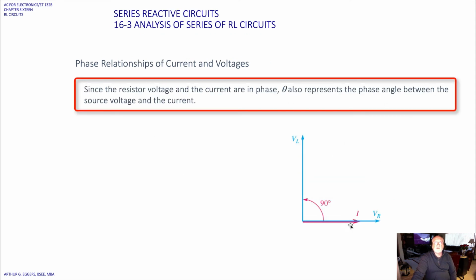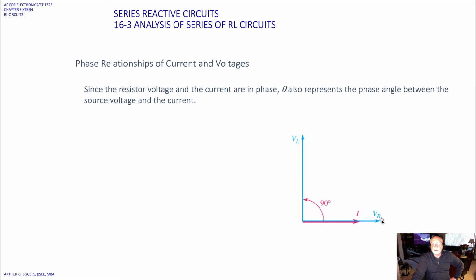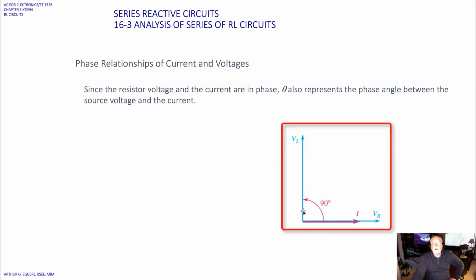Since the resistor voltage and the current are in phase with each other, the angle theta also represents the phase angle between the voltage and current. Notice here now we've got three vectors in this phasor diagram. Again, the voltage across the inductor, the voltage across the resistor, and we've laid on top of it the current then through the circuit, and it is absolutely in phase, you can see, with the voltage across the resistor.